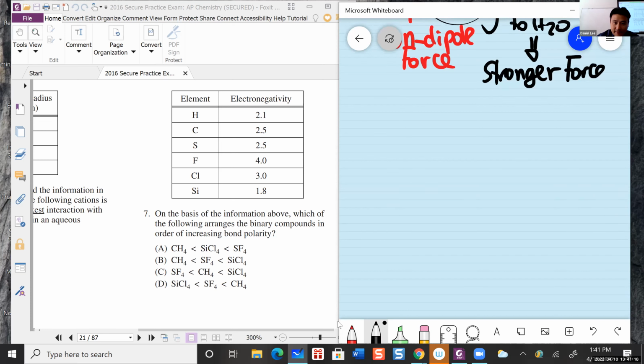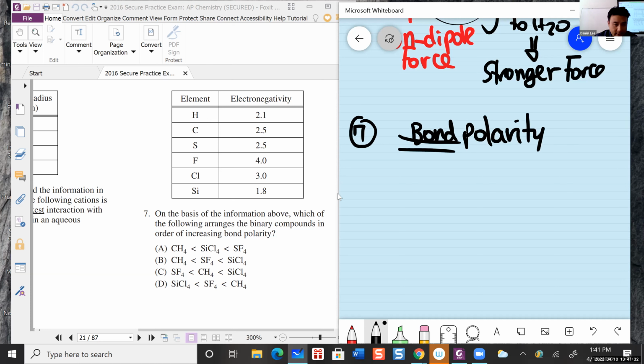Seven, number seven has an activity. So instead of giving you a periodic table, they give you this. So we're looking for who has the increasing bond polarity. So the bigger the difference in electronegativity, the bigger, the greater, the more polar the bond, right? The bigger the difference, the greater the bond polarity, okay? So we're looking for which of the following arranges binary compounds in order of increasing bond polarity.